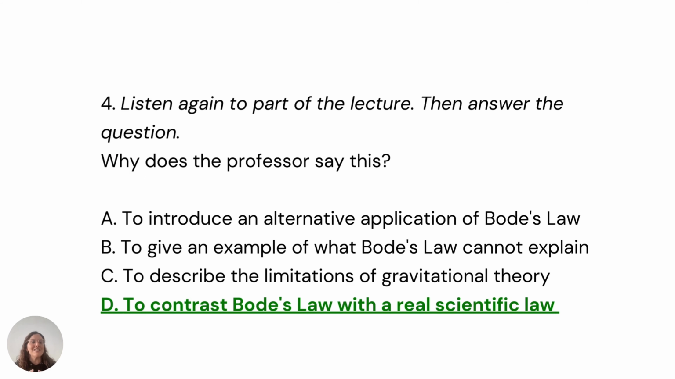Number 4 is D, to contrast Bode's law with a real scientific law. The professor says something like, not in the sense of predicting gravity mathematically. He is comparing the limits of Bode's law with a real scientific law. Bode's law is less accurate than gravity, still useful, but less accurate. And he's making that point.